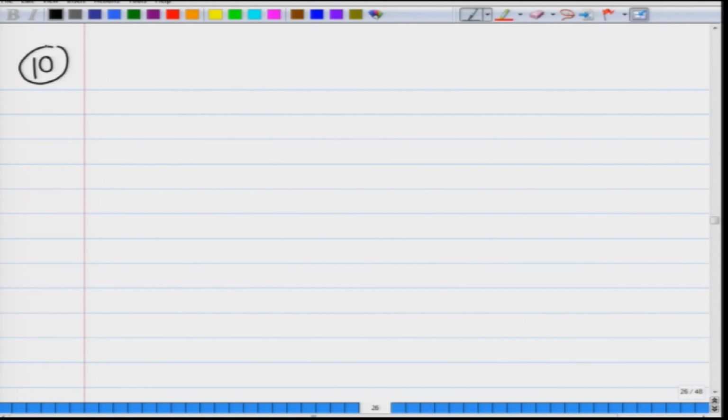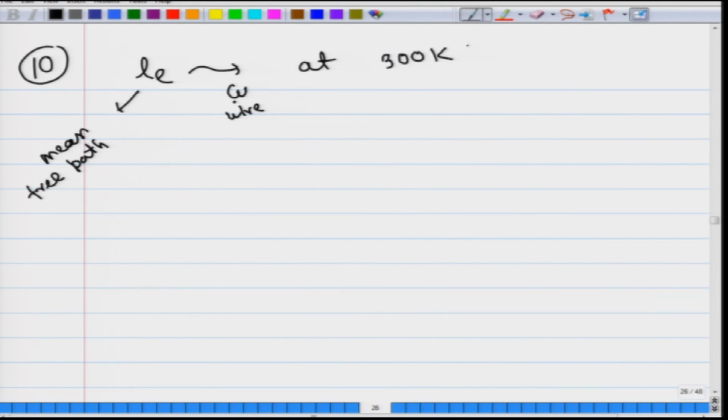Next problem, question number 10. Mean free path of an electron L e of a 1D wire made of copper, we have a copper wire, and this is the mean free path, at 300 Kelvin is, what is the order? We are given tau equals 4 into 10 to the power minus 14 second.